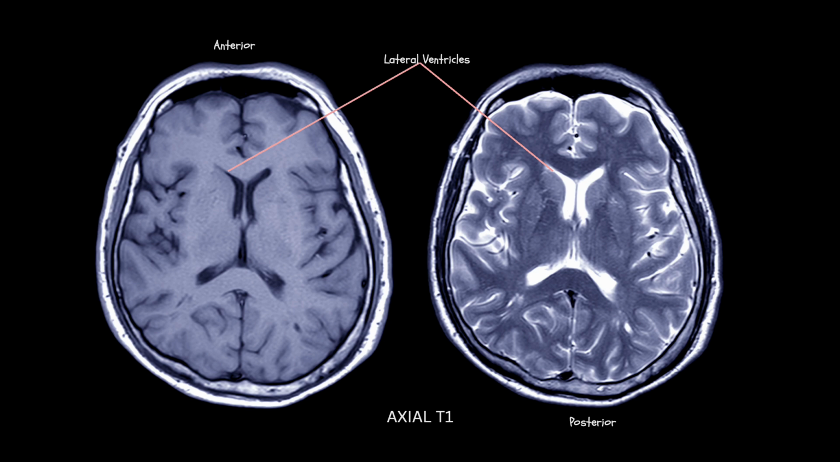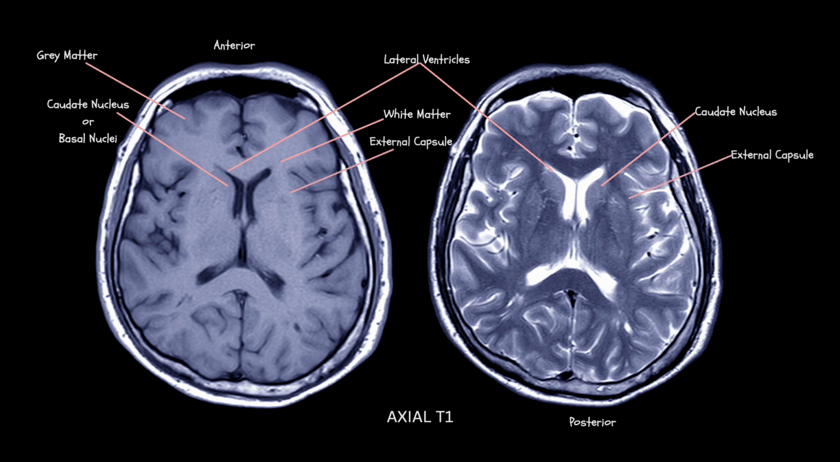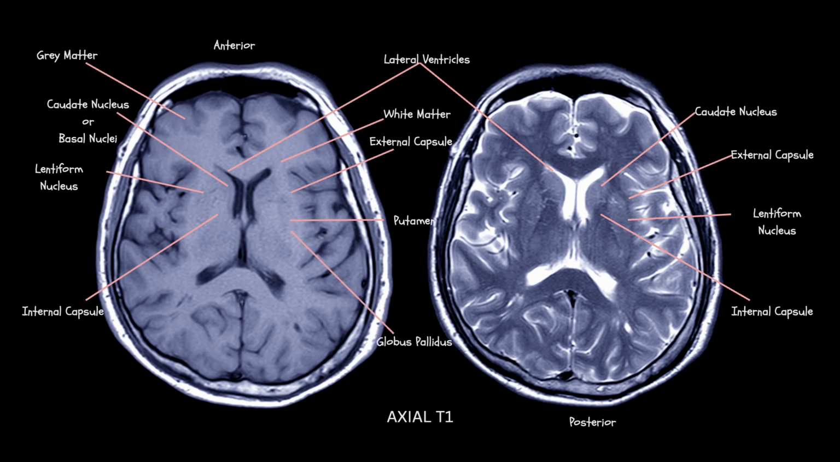Now let's move on. This is the axial T1 MRI image of the brain, and I will show you all the structures of the basal ganglia here. This is the lateral ventricle, the gray matter, the white matter, the caudate nucleus or the basal nuclei, the external capsule, the internal capsule, the lentiform nucleus, the putamen, the globus pallidus, and the thalami.